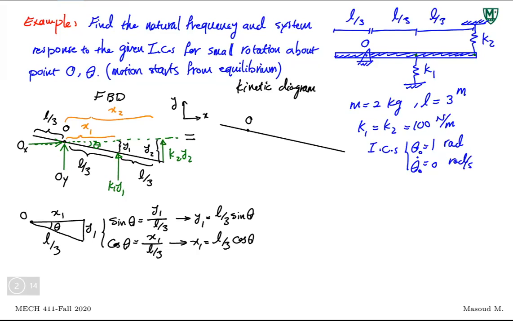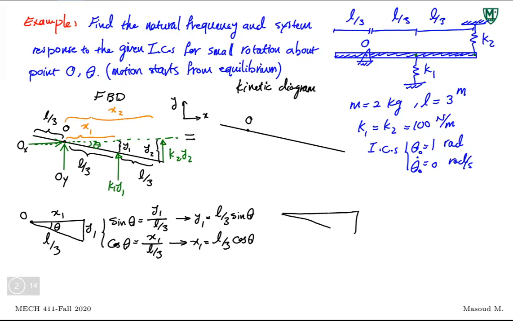For the second spring, the same thing. I want to write the amount of deflection in the spring as a function of theta, and the distance that the spring force has from the rotation, because at the end I'm going to use the rotational version of Newton's law. The summation of all moments about point O is equal to mass moment of inertia times angular acceleration. I'm going to use that. To do that, I need to know the distance the force has to the point of rotation as a function of theta. So I'll follow a similar procedure.